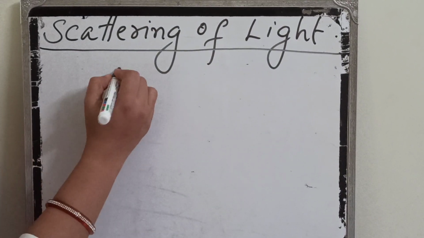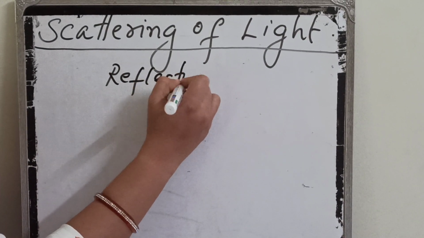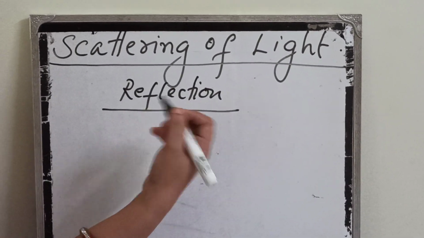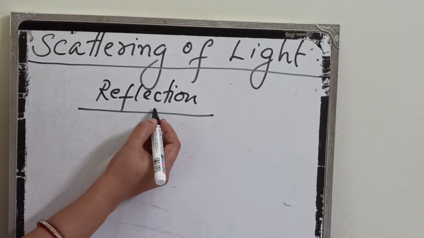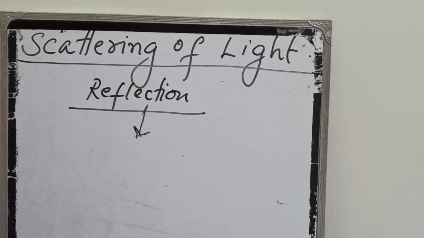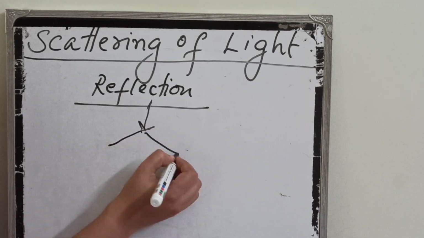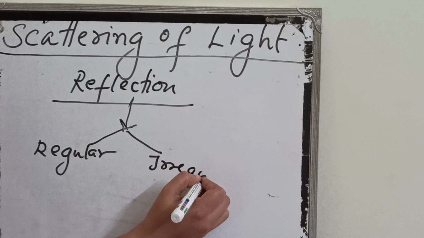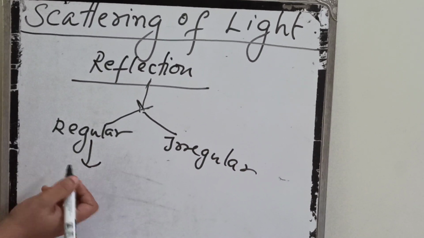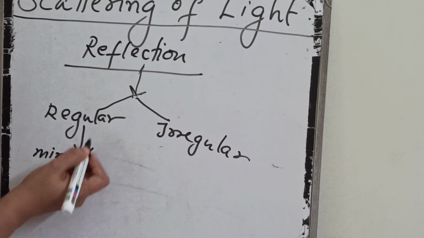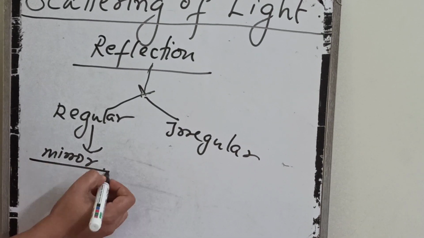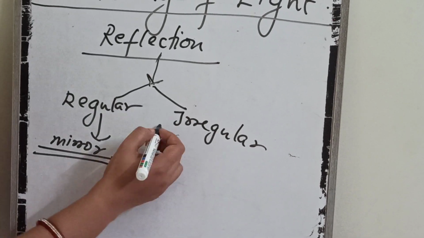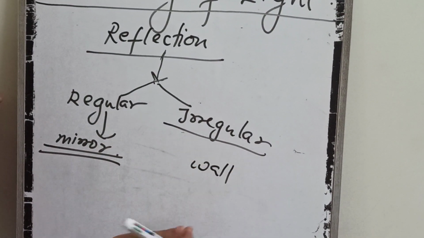So reflection, you know what is that reflection? If light hits on a dense surface, a little amount of light is absorbed and a little bit is bounced back. So it is called reflection, the bouncing back of light when it hits a surface. And it can be classified into two, that is regular reflection and irregular reflection. Regular means a smooth surface like a mirror. If light hits on a smooth optical surface like a mirror, it is called regular reflection. If the light falls on a wall or something, it is said to be irregular reflection.